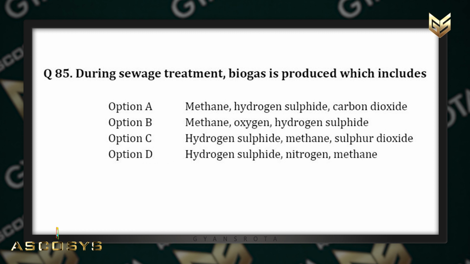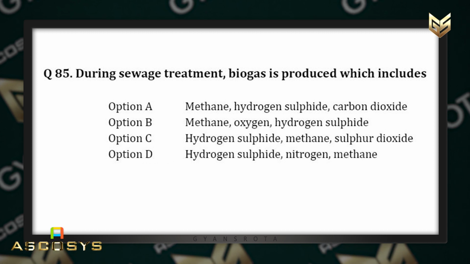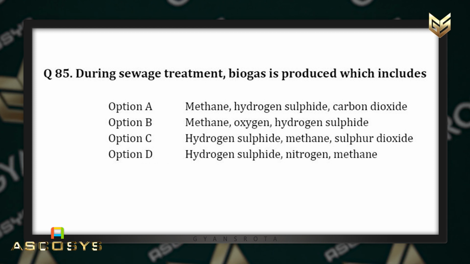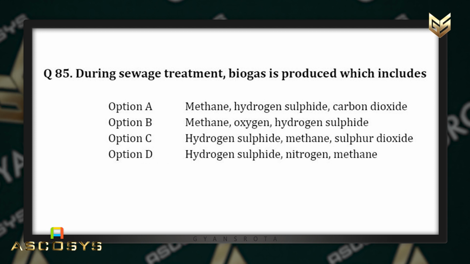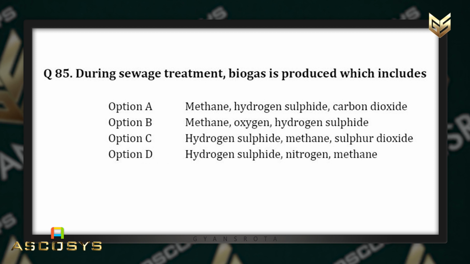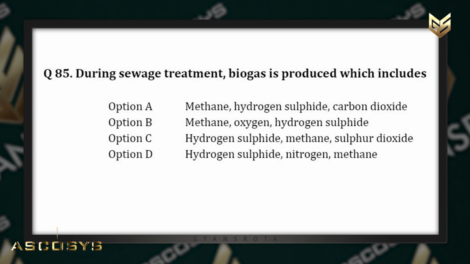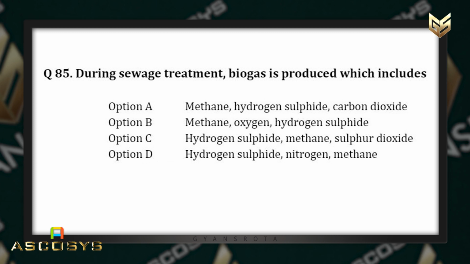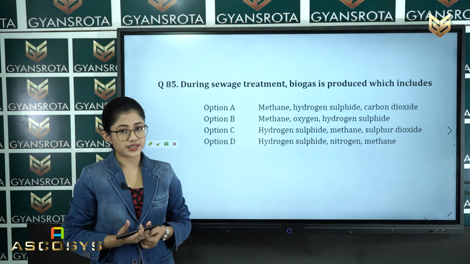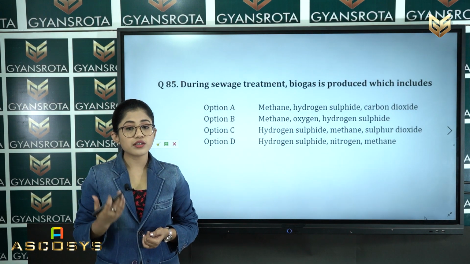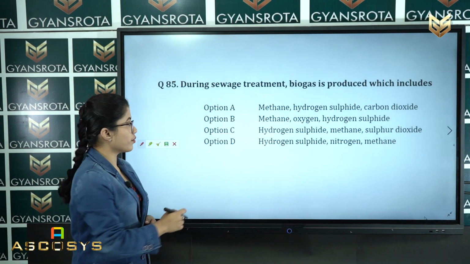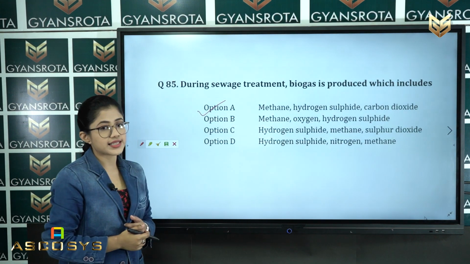During sewage treatment, biogas is produced which includes option number A, methane, hydrogen sulfide, carbon dioxide, option number B, methane, oxygen, hydrogen sulfide, option number C, hydrogen sulfide, methane and sulfur dioxide, and option number D, hydrogen sulfide, nitrogen and methane. This is from the chapter Environmental Issues. So, during sewage treatment, the biogas which is produced includes methane, hydrogen sulfide and carbon dioxide, which is given in option number A. So, option number A is the correct answer.